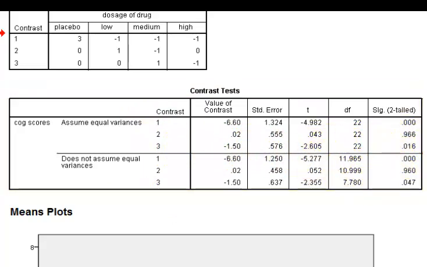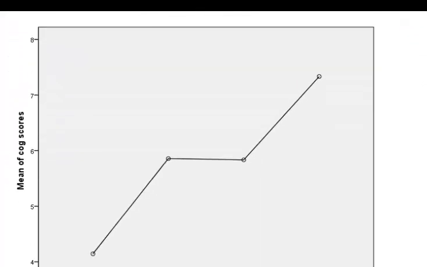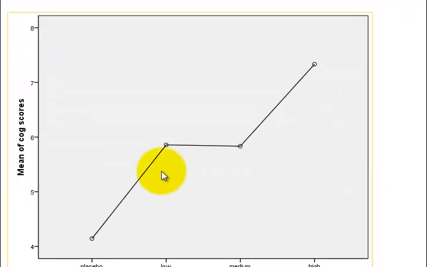So that's how you read these things. You can look at the mean plots, I guess, if you want to. But here's the difference, right? There's the placebo, low, medium, and high. And these are their COG scores. So you can see that the drug does affect people's COG scores the more they get, except for between low and medium for some strange reason. But that's it. Planned comparisons.